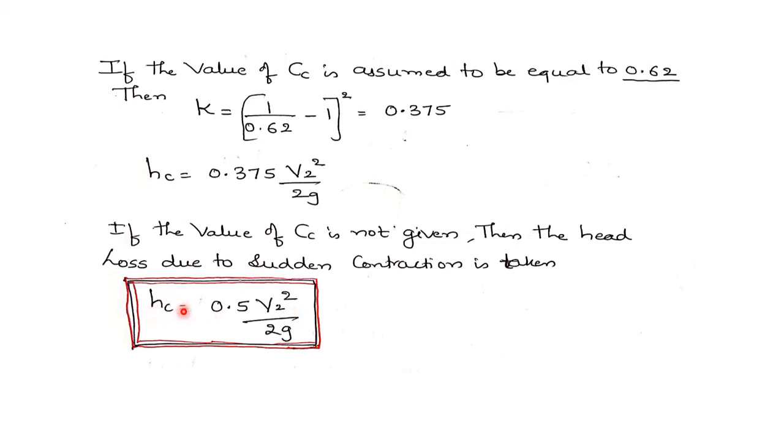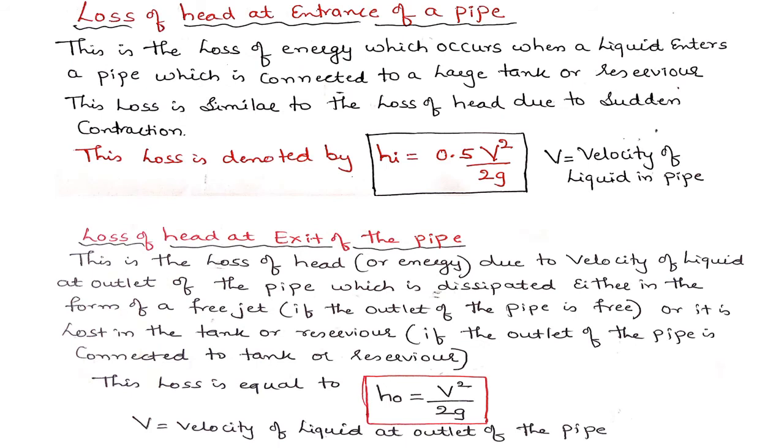HC is equal to 0.5 V2 square divided by 2G. So this equation you have to remember if the value of Cc is not given in the problem. If the value of Cc is given, then we will substitute that value here. We will calculate the value of K, and then that value will be substituted here for K. Otherwise, directly we will put the value of K as 0.5, and V2 square divided by 2G is my final expression. So now next we will study loss of head at the entrance of the pipe.